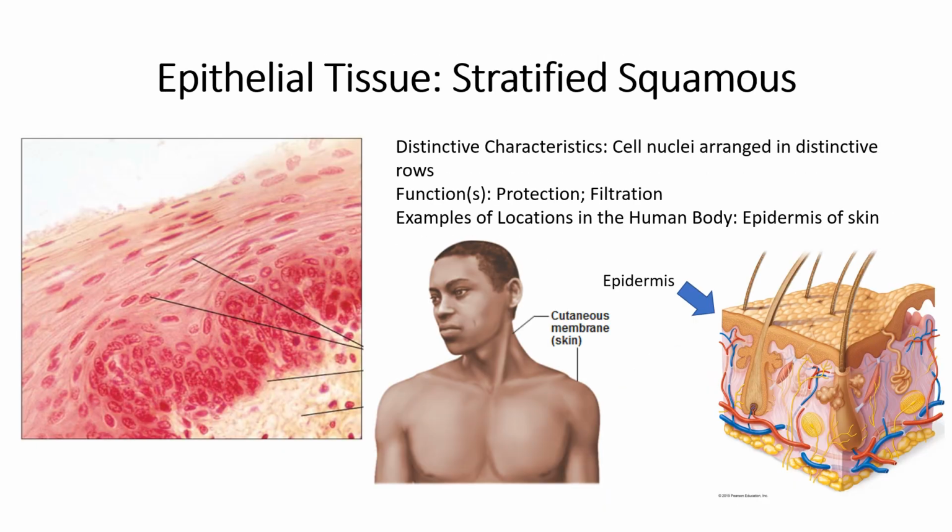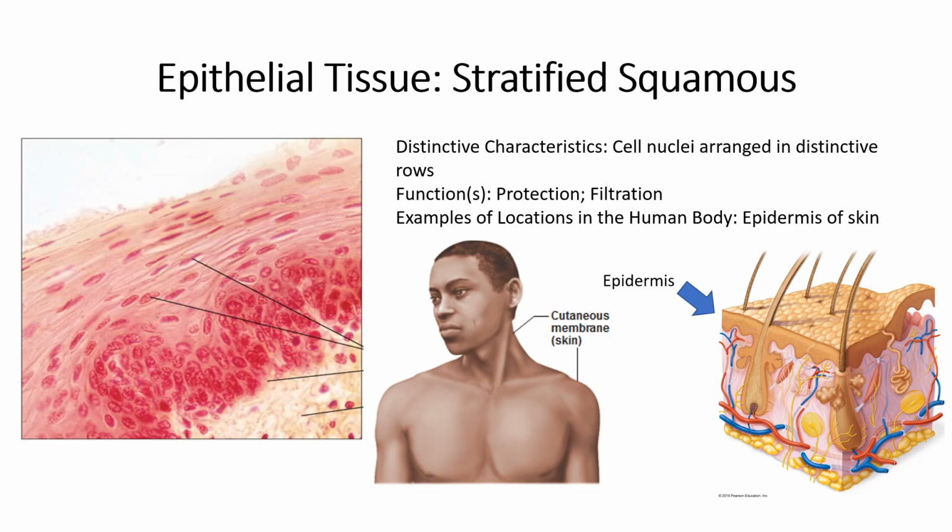Stratified squamous epithelial tissue. So this is the tissue that makes up our skin, right? So stratified, we know we're going to see multiple rows of cells. Squamous is telling us that that row of cells at the apical layer or the apical row are going to be flattened. So if we look at this image, where all the pink is would be where your epithelial tissue is. So your stratified squamous epithelial tissue.